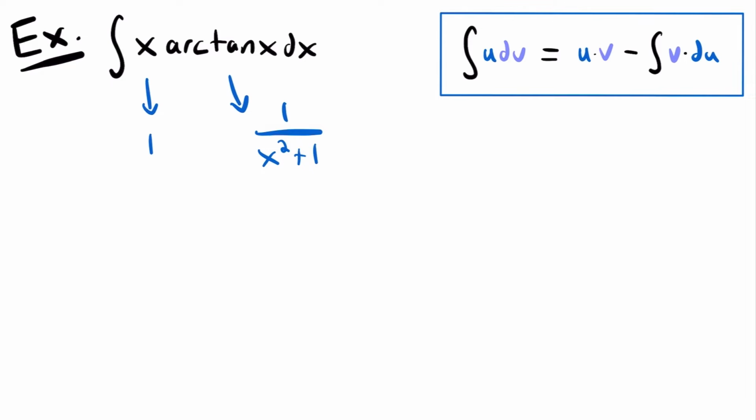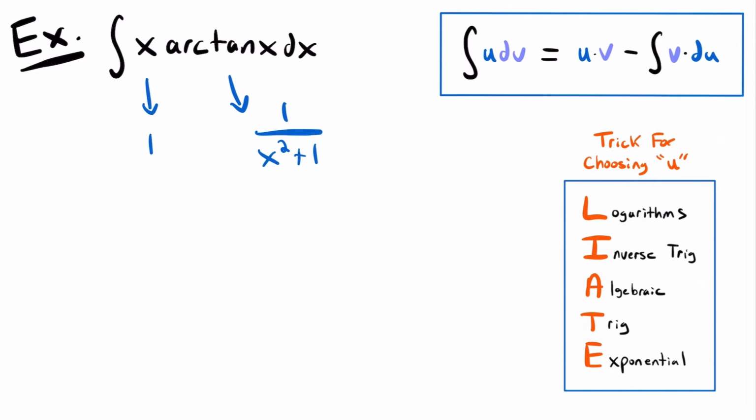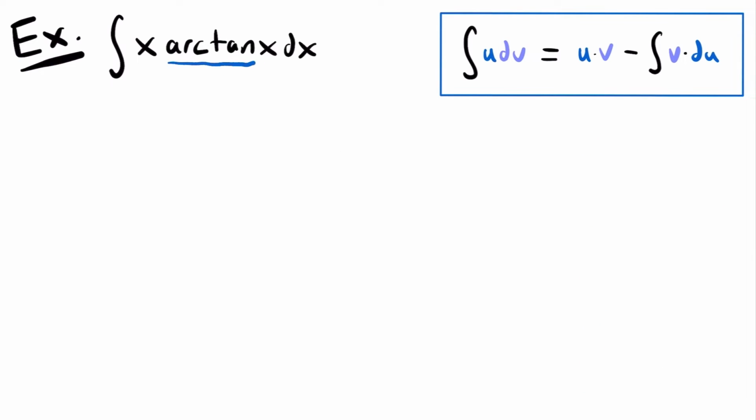Now, of course, if you're using the acronym LIATE, then it's a little bit more obvious that we should set u equal to the arctangent function, because inverse trig functions are higher in the list than algebraic functions, okay? So that list is always a fallback if you're really not sure what to set equal to u. Okay, and so let's do that. Arctangent x will be u, and x dx will be dv, and so I'll write that. U is equal to arctangent of x, and dv is equal to x dx.